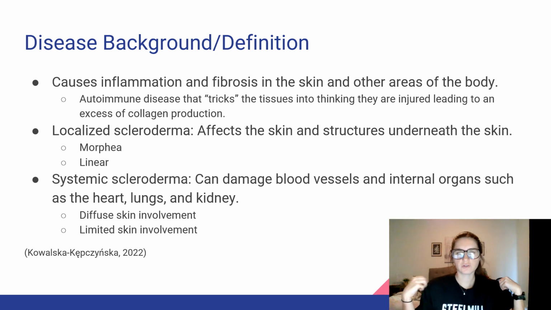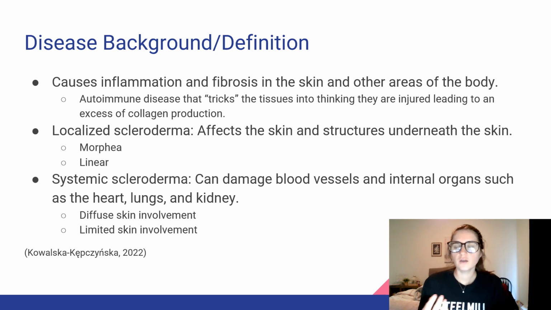You have different categories of scleroderma. So you can have your localized scleroderma, which affects the skin and structures underneath the skin. And often with this type of scleroderma, you'll have a morphea presentation, which is essentially where the skin issues will be patchy and more scattered, and then you can also have a linear presentation, so the rash or issues will be in a line.